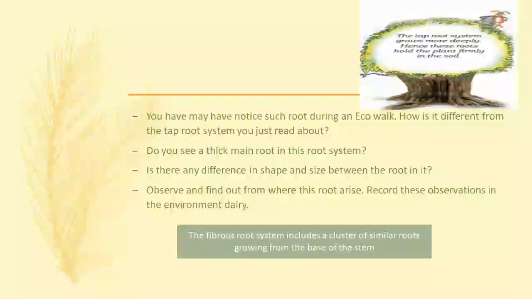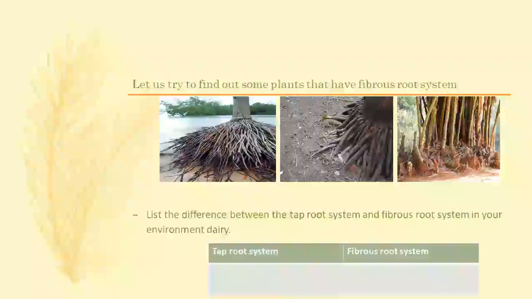You may have noticed such roots during an eco walk. How is it different from the taproot system you just read about? Do you see a thick main root in this root system? Is there any difference in shape and size between the roots in it? Observe and find out from where these roots arise. Record these observations in the environment diary. The fibrous root system includes a cluster of similar roots growing from the base of the stem. Now, let us try to find out some plants that have a fibrous root system.